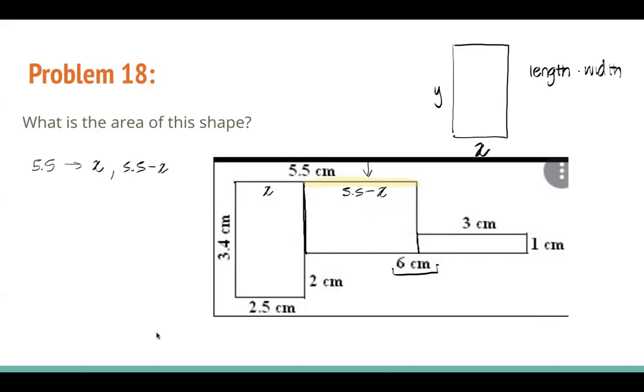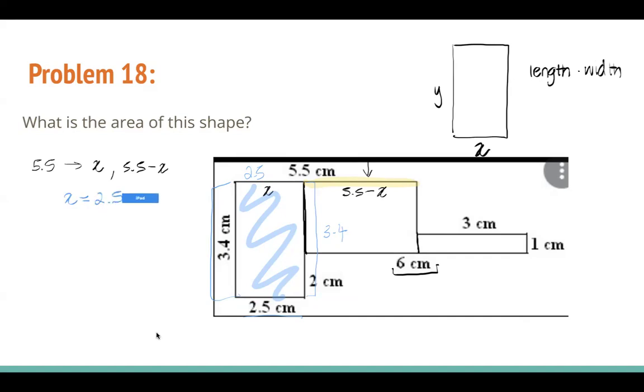So we have a rectangle here, right? Within a rectangle, the opposite sides are equal. What that's basically saying is that if this side is 2.5, then this side is also 2.5. And if this side is 3.4, then this entire side is also 3.4. That's just a property of rectangles.